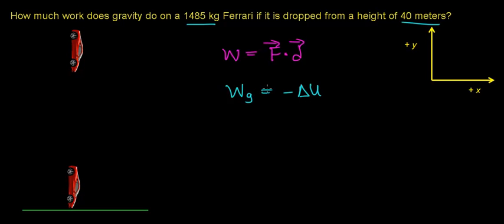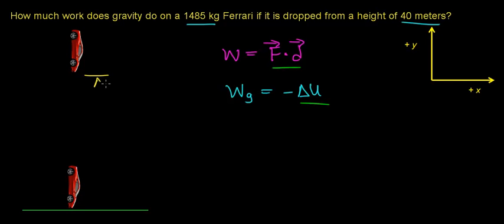And what we're going to see is that it doesn't matter which way we find the work done on this car, whether we're using the definition of work, which says that work equals the force acting on the car over the distance that that force acts, or whether we use the relationship that says that the work done by the force of gravity equals the negative change in the potential energy of this car. We're going to see that they work out to be the exact same value. So let's begin to dissect this problem.